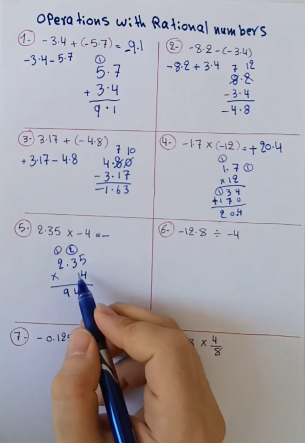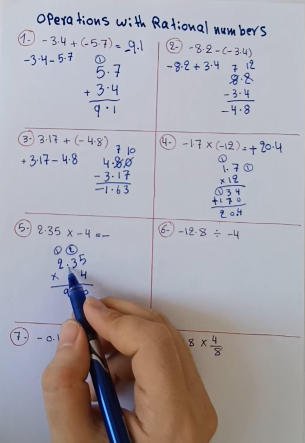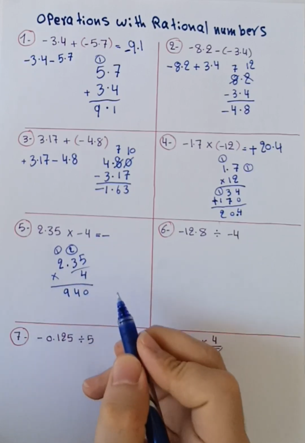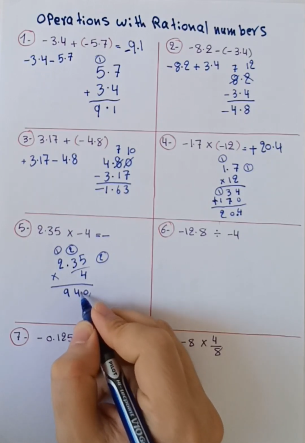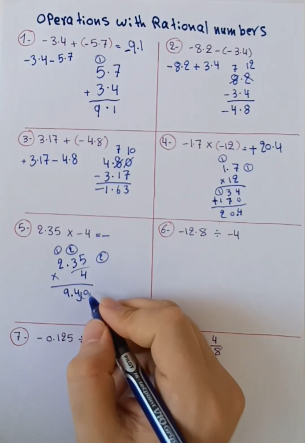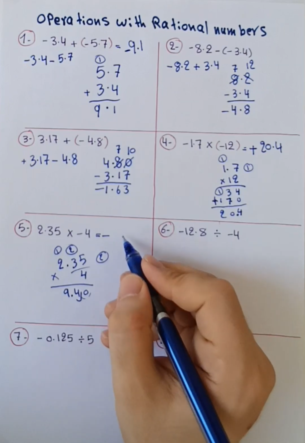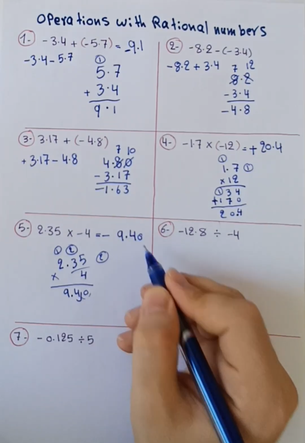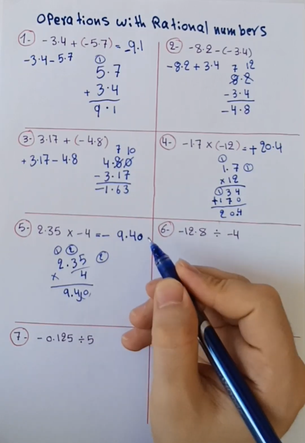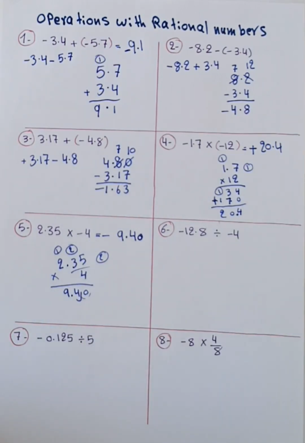And then we have to write the decimal point in the product. In the first number after the point you have two digits. We have to skip two digits, 1, 2, and then write the decimal point. So the product is negative 9.40. Example number 6, we have a division operation.